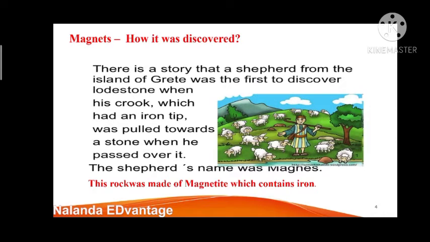So let's learn about how it was discovered. There's a story that a shepherd from the island of Crete in Greece was the first to discover the lodestone when his crook, a long rod with an iron tip, was pulled towards a stone as he was passing over it. The name of the shepherd was Magnus. This rock was made of magnetite which contained iron, and it came to be known as the first natural magnet, and the stone was called lodestone.